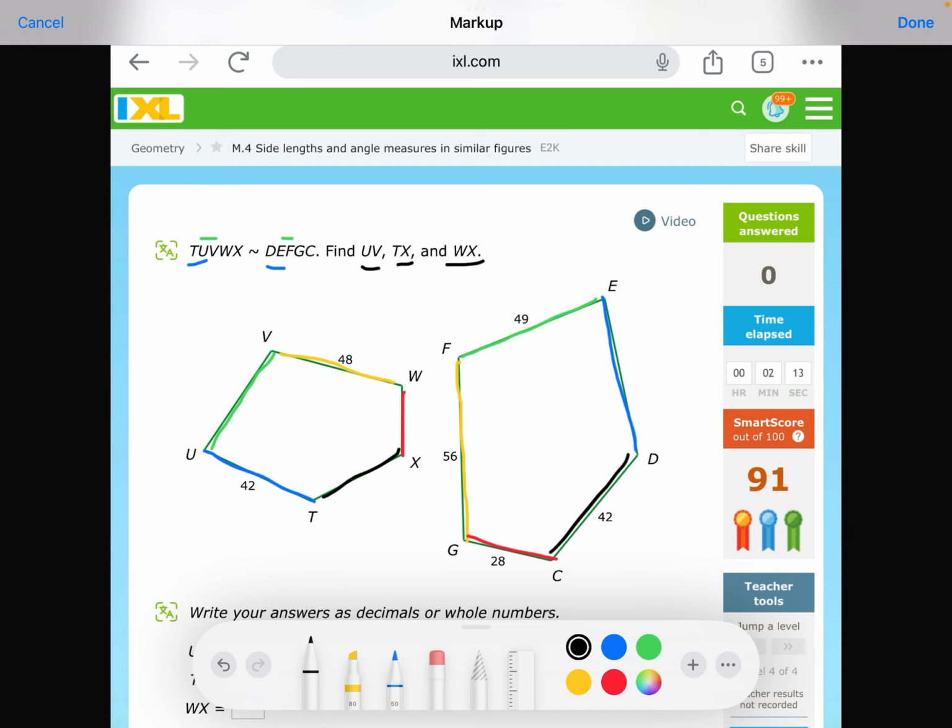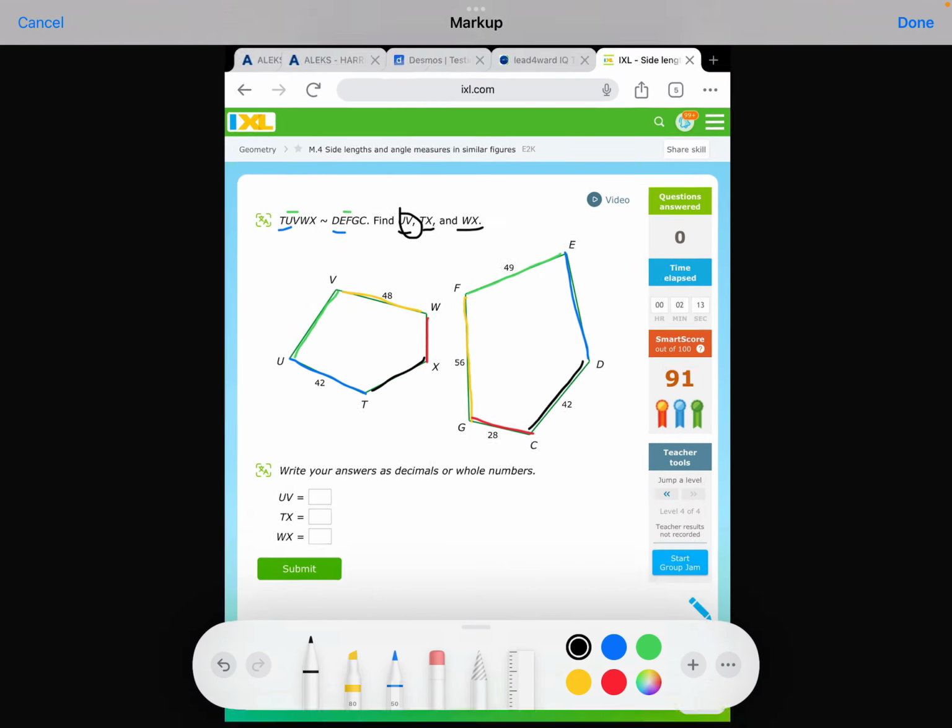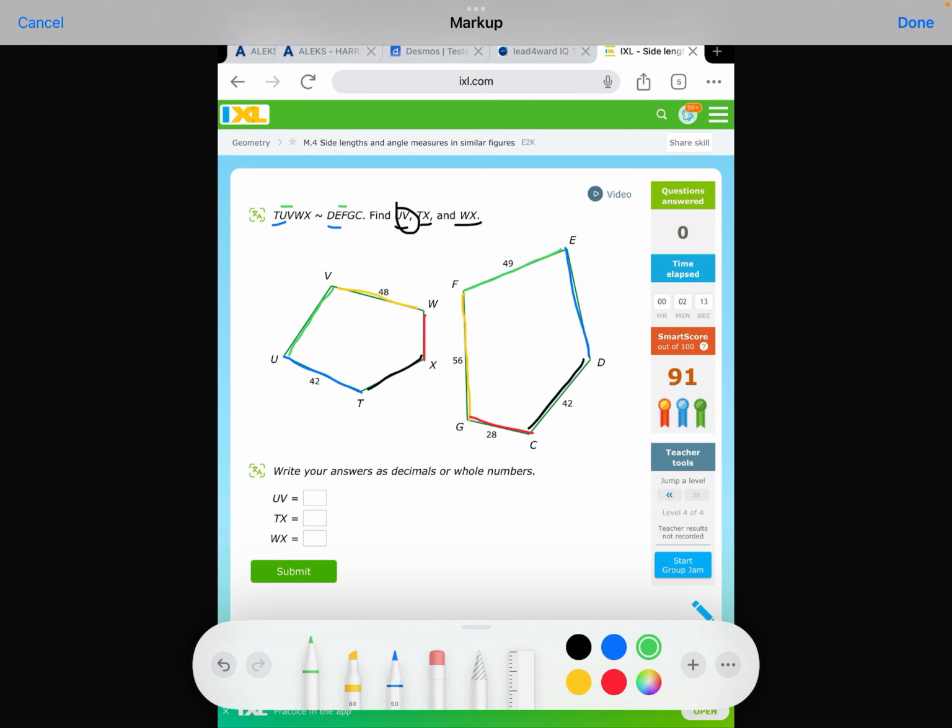I'm not going to find all of them for you here because they're all going to use the same process. You're just going to plug in different numbers. But I'll show you how to do one of them. Okay, so let's go for the first one, which is UV. UV is green. So down here, I'm going to have a green fraction. And I don't know UV, so I'm going to mark that with an X. And the other green side is 49. So I'm going to put 49.